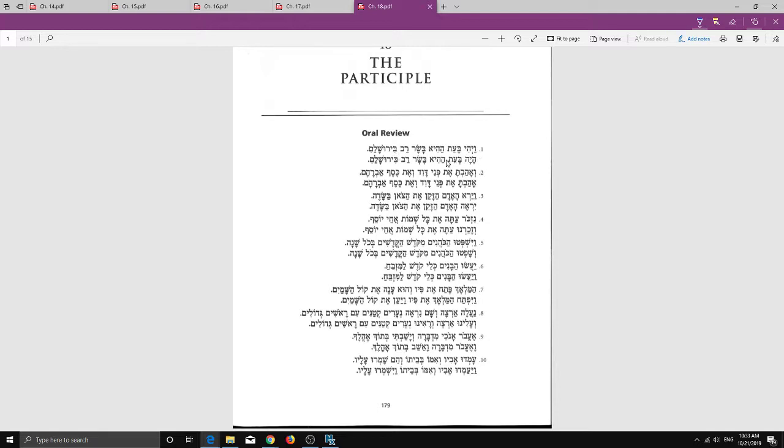Haya ba'et hahi basar rav b'Yerushalayim. So again, this is there was in the time that one, so in that time, much flesh in Jerusalem. Okay.